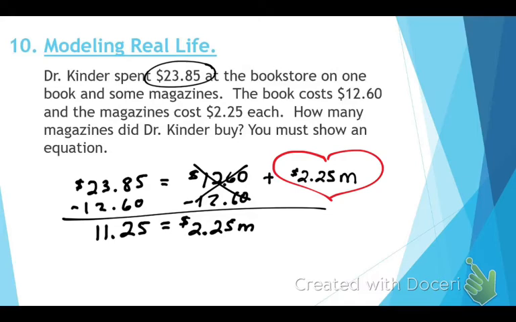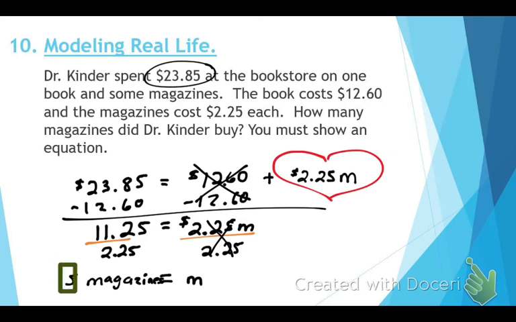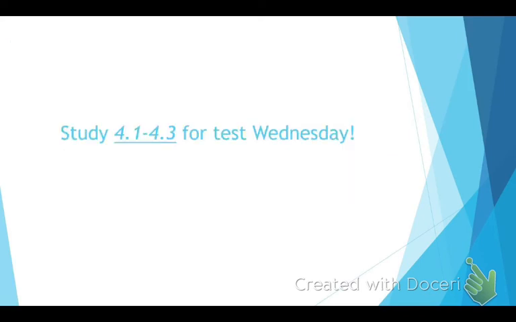How do I do that? Divide by 2.25 on both sides. Which will equal. All right, guys, what's the answer? 5 magazines. We'll squish that in there. All right, guys, make sure you study over this for your test tomorrow.